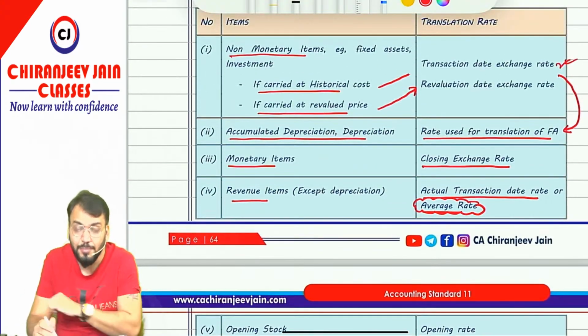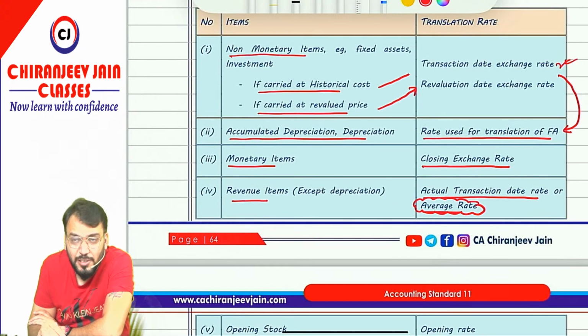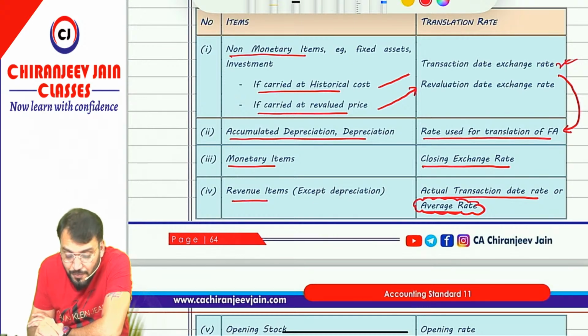So can you repeat with me? Any non-monetary item, means property, plant and equipment, intangible asset: if carried at cost, it will be translated by using the transaction exchange rate. If carried at fair value, then the revaluation exchange rate. For depreciation and accumulated depreciation, use the rate which has been used for the property, plant and equipment and intangible asset. For monetary item, use closing exchange rate.